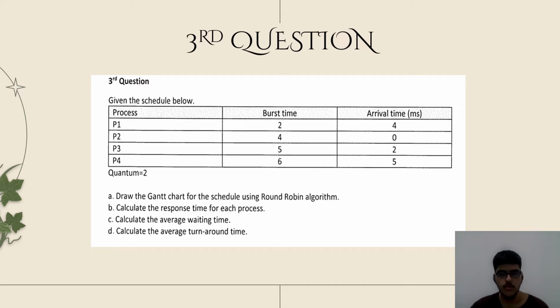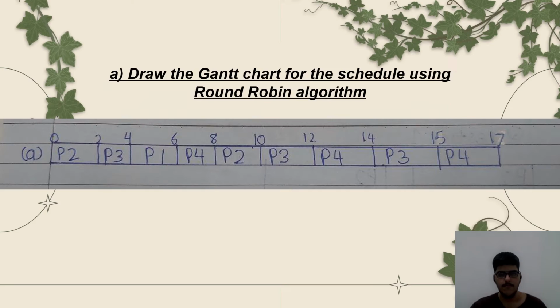Quantum equal to 2, because you need to make the boxes by 2, 2, 2. The parts are A, B, C, D. A is to draw the Gantt chart, B is to calculate the response time, C is to calculate the average waiting time, and D is to calculate the average turnaround time. Okay, this is about drawing the Gantt chart, using the round robin algorithm.